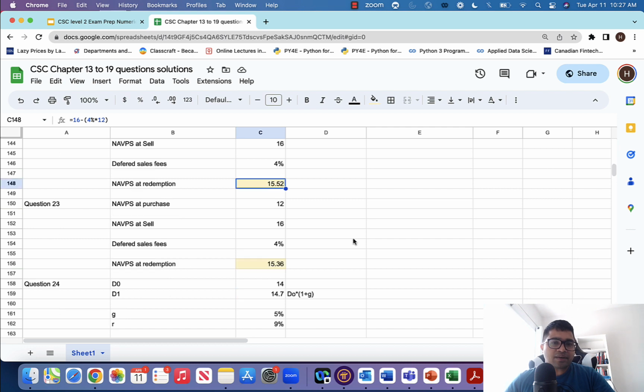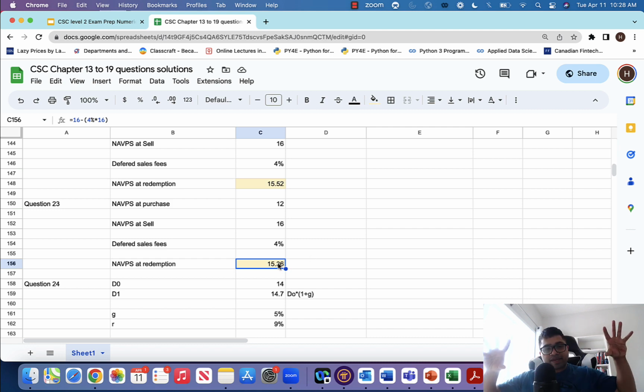So how do we do that? So same thing, NAV at purchase 12, NAV at sale 16, 4% is the sales deferred fee. So NAV at the time of redemption is $16 minus fees on redemption price. So 4% into 16, that is $16 minus 4% into 16, that comes to 15.36.